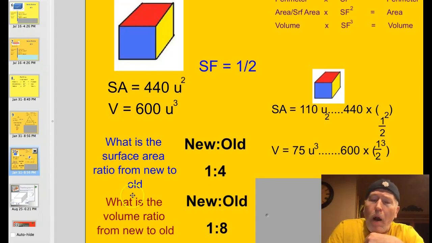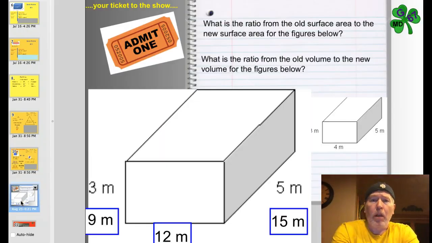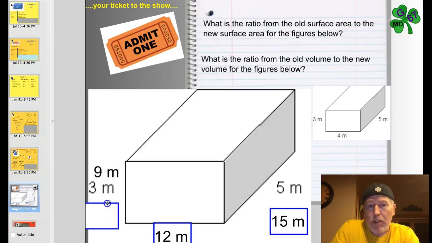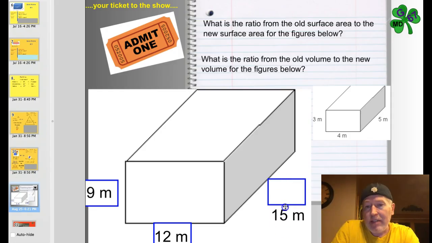Interesting, huh? All right, time for you to show me what you know. Take a look at these two figures that I barely fit on the page. What is the ratio from the old surface area to the new surface area for the figures below? What is the ratio from the old volume to the new volume for the figures below? You're going to have to figure out what the scale factor is. So this one here is 3, 4, and 5. This one here is 9, 12, and 15.